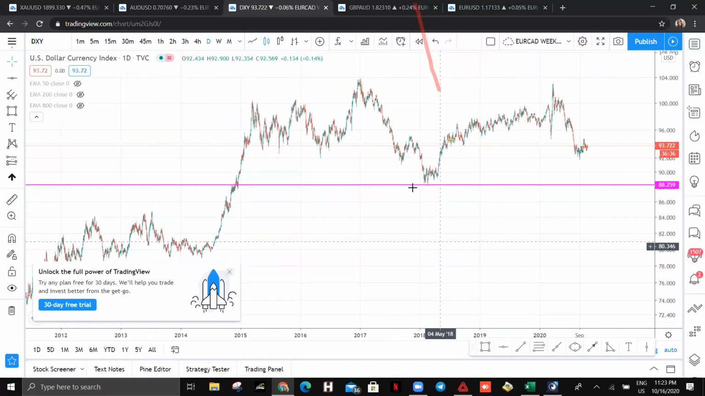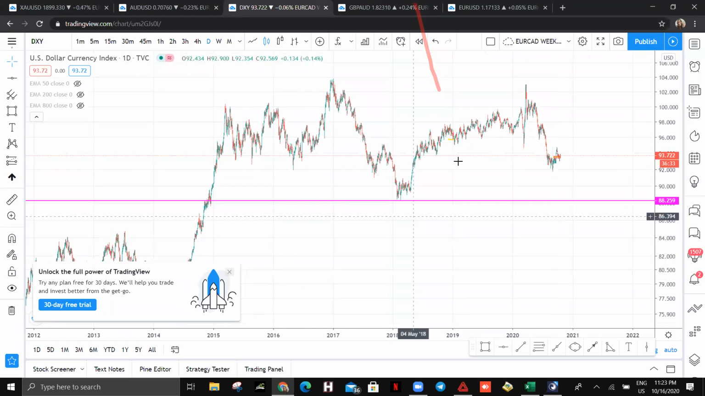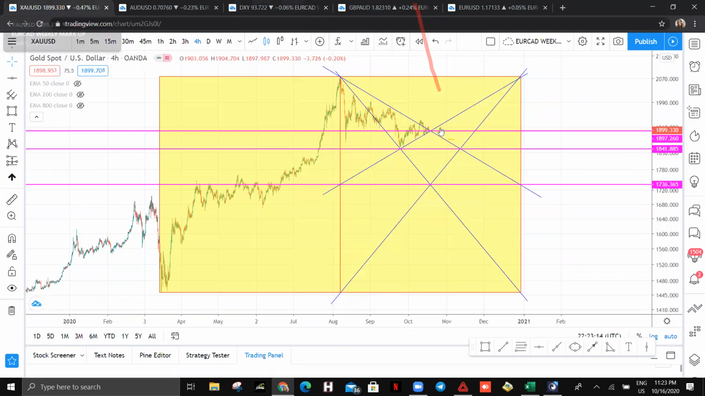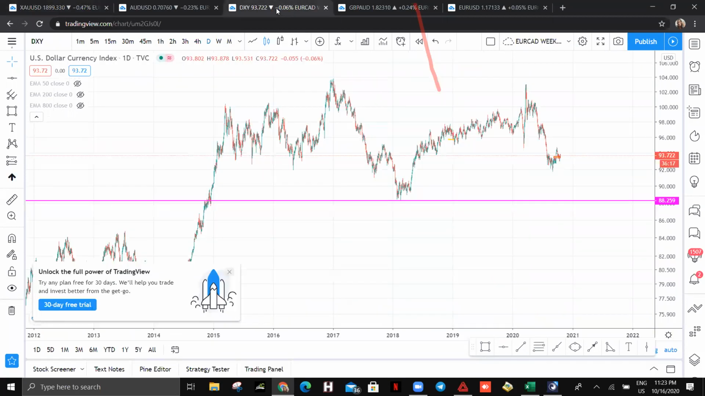Now it's sitting. This is D1. I'm expecting it to do what? Drop to this support. If this price drops to this support, gold is coming to $2,000, over $2,000. So for you to know what to trade, if you are pairing any USD pair, come to DXY.